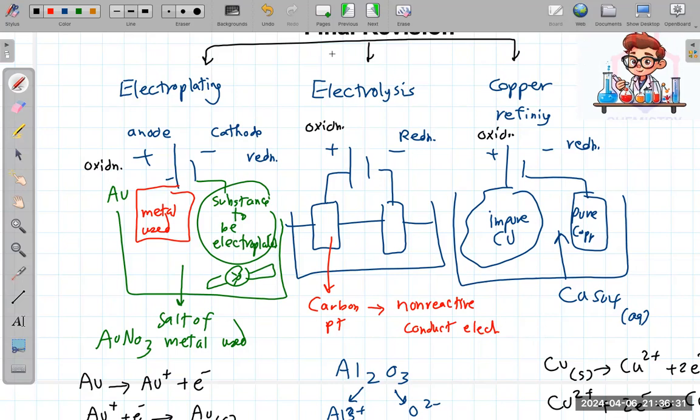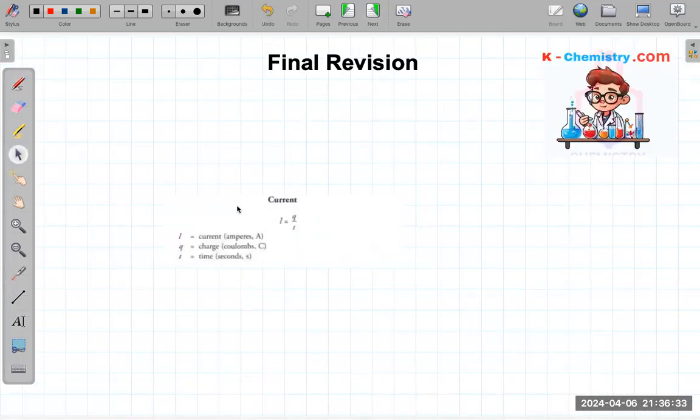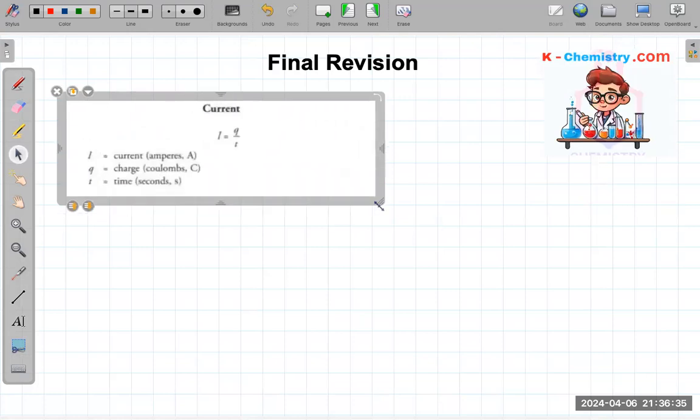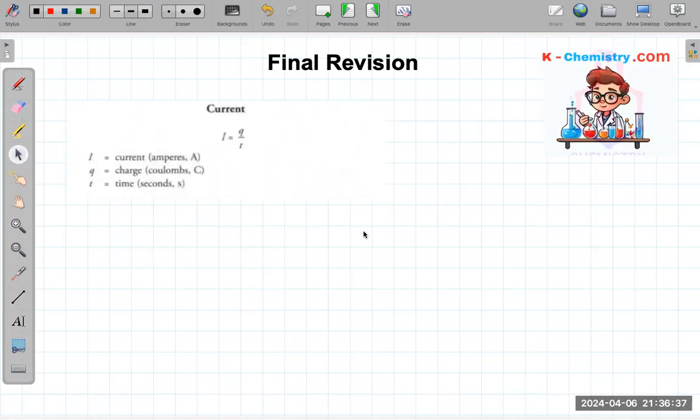Okay, we don't want to forget the equation that we use if we want to calculate the current. The current is equal to the charge divided by the time. And we also need to know the equation that we can use if we want to calculate the volume or the mass of the acid, or the volume of the liquid, the volume of the gas produced in electrolysis, or the mass of the solid produced in electrolysis. We'll come back to this in a few minutes.